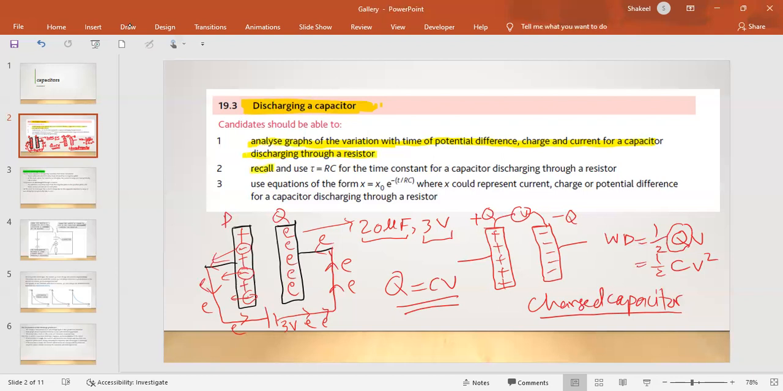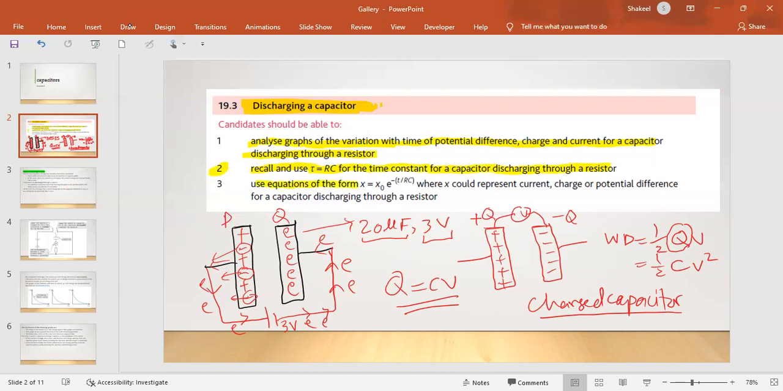Then we will recall and use. When they say recall and use, it's a very simple term. It's not a technical term. It's straightforward. Recall, we don't have to derive it. They will give this equation. Recall and use T equal RC. T is the time constant, R is the resistor through which the capacitor is discharging, and C is the capacitance of that capacitor. So the time constant is RC for a capacitor discharging through a resistor. This is the new term, number 2.